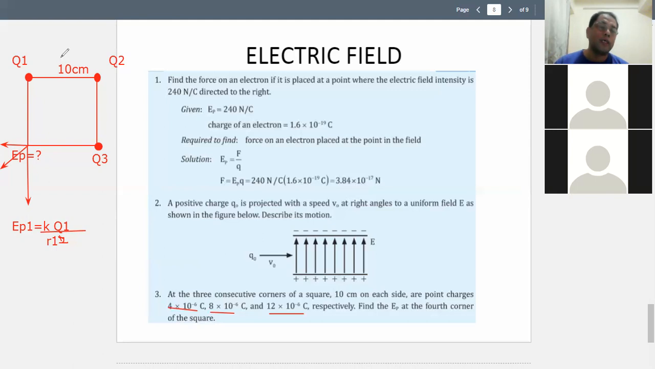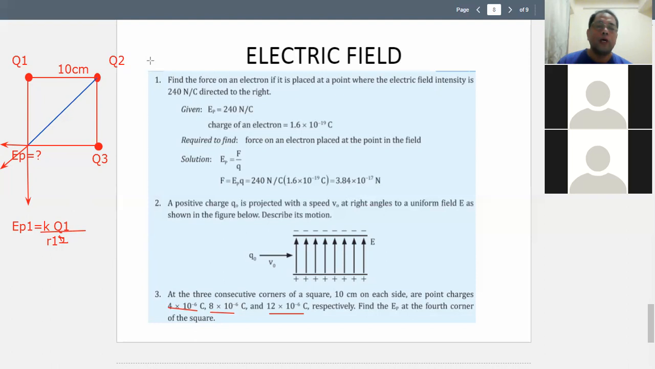It's 10 centimeters. Now, you notice r sub 2. How far are the 2 points? If you consider this corner to q sub 2, then the distance of that value is this one. The diagonal distance is no longer 10 anymore. Let me use a straight line. So this will be our r sub 2. So that's no longer 10. But how long is r sub 2?